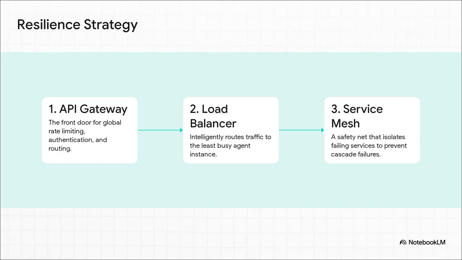You do it with layers. It's a multi-layer strategy. First, you have an API gateway. Think of it as the bouncer at the front door, handling security and basic routing. Then, inside, a smart load balancer acts as a traffic cop, intelligently directing requests to the right place, maybe sending a tough task to an agent with a powerful GPU.